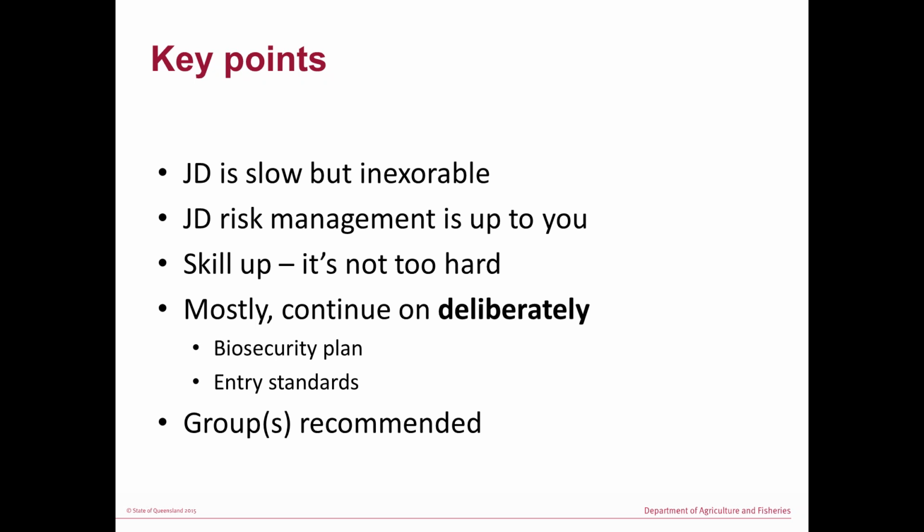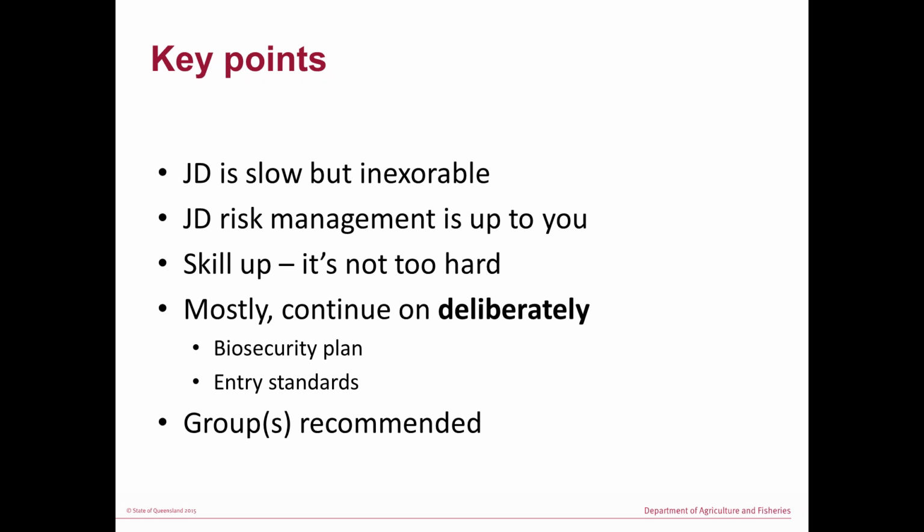In order to effectively manage risk, you'll need to skill up. It's not that hard, there's plenty of information available, but key to going forward into the future, if you want to protect your property from Johnes disease, you need to make deliberate decisions about what animals are coming onto your property and what sort of risk you're prepared to accept and how you manage that risk. As I say, this is not too hard.